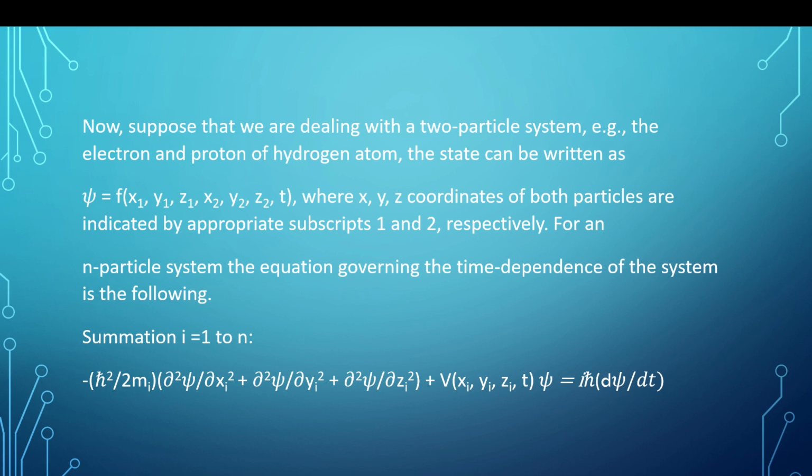For an n-particle system, the equation governing the time dependence of the system is the following. Summation is from i equal to 1 to n. h cross square over 2 mi, d2 psi over dx1 square plus d2 psi over dy1 square plus d2 psi over dz1 square, plus potential term v xi yi zi t psi, equal to i h cross d psi over dt. So this is the expression for a system having n particles.